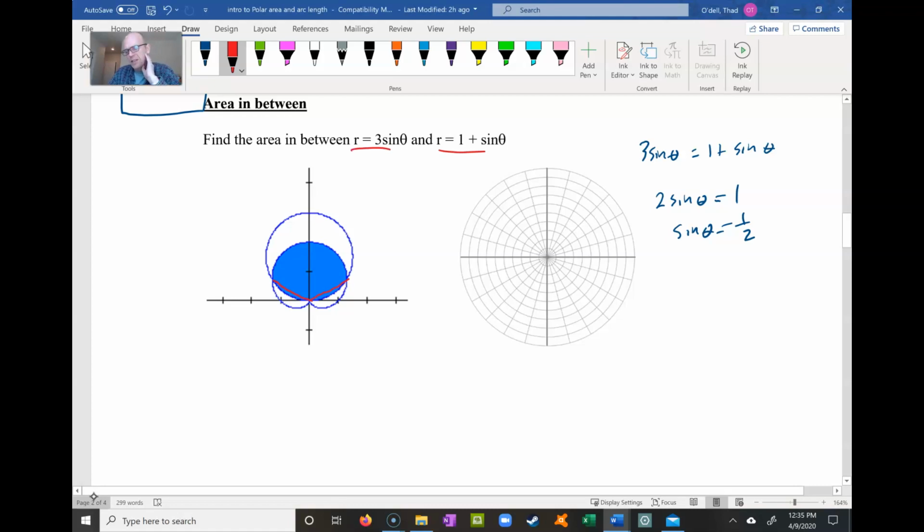Now in the xy coordinate system, or in the rectangular coordinate system, it's a little bit easier because we would just find the two graphs and subtract one from the other for the height of the rectangle, and it wasn't that much more difficult. In this case, it's a little bit harder because remember we're doing sectors. So what I'm going to do is divide this thing up into sectors.